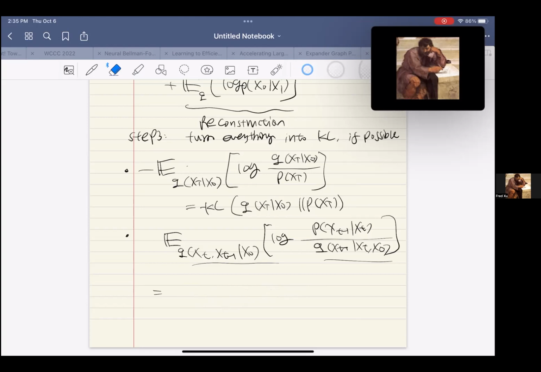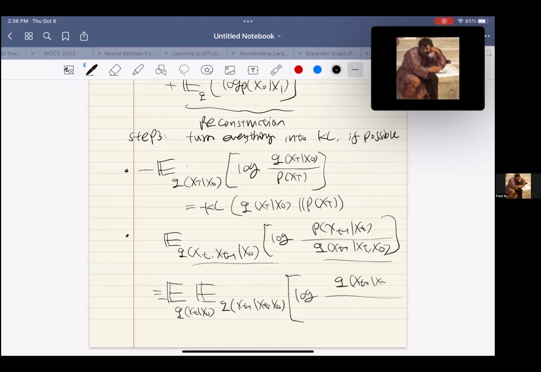Sorry, I'm skipping multiple steps. So we write this as two expectations. First is xt given x0, and the second is xt minus 1 given xt and x0. Can you see why this is the case? Because of the factorization. So the inside stays. We take a negative sign, so the q goes up and the p goes down.